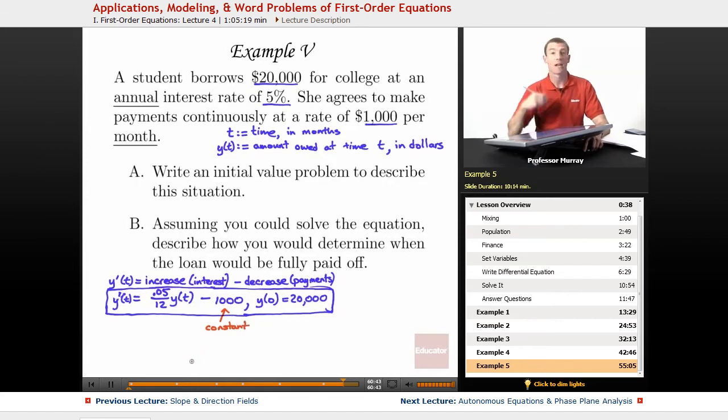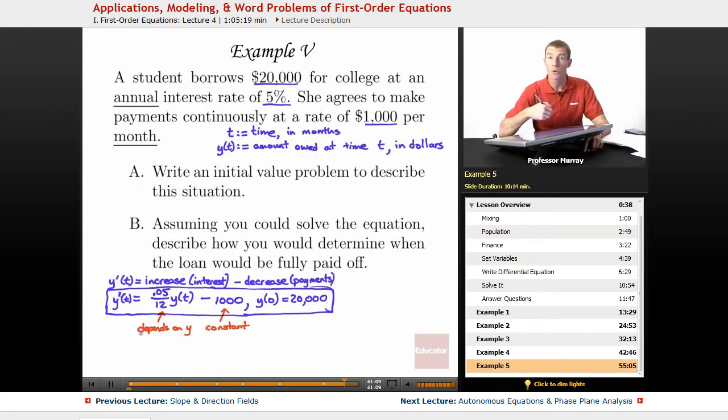That means she's paying $1,000 a month no matter what. Every month she pays $1,000 irrespective of how much she actually owes. But the interest that is building up on the loan is dependent on the amount that she currently owes. So this interest depends on the current value of y.